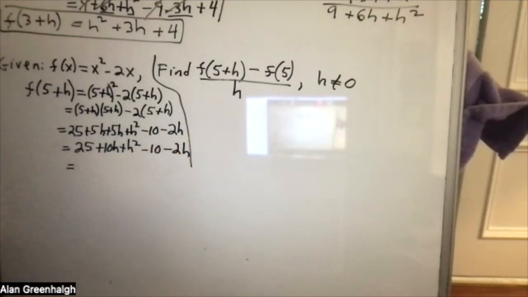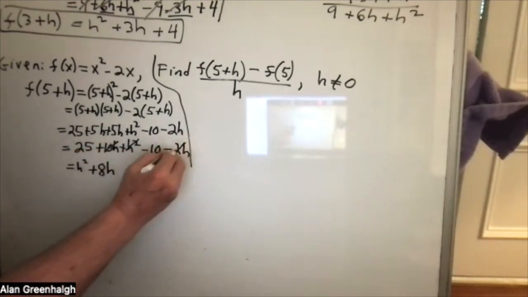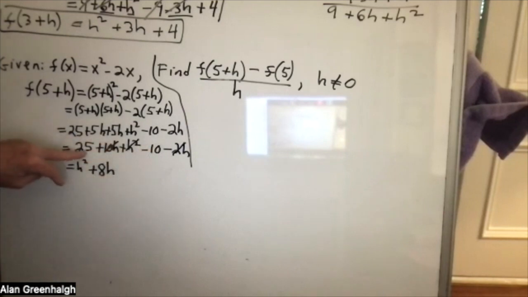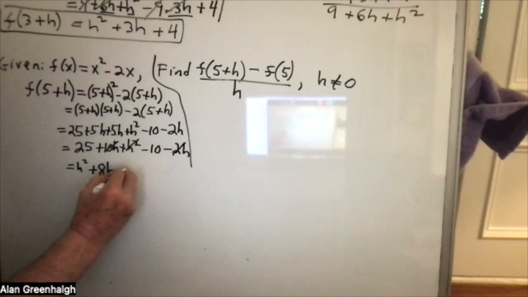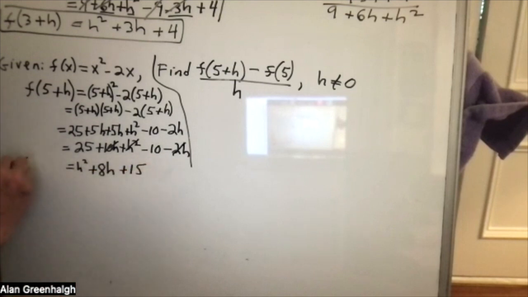Okay, now what do we wind up with? Well, as I said, put the h squared first. And there are no other h squares, so we could get rid of that. Now, let's see, the 10h and the -2h is positive 8h. And then, get rid of it, because we're not using it anymore. All that's left here is 25 minus 10 is 15. So f of 5 plus h is equal to h squared plus 8h plus 15.